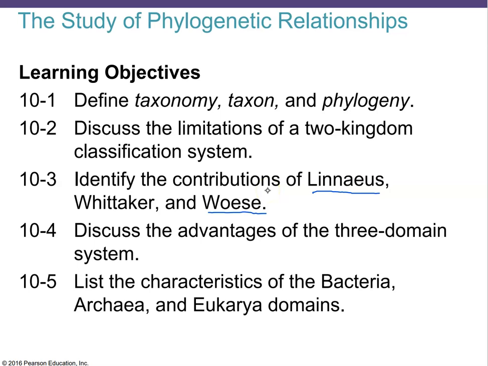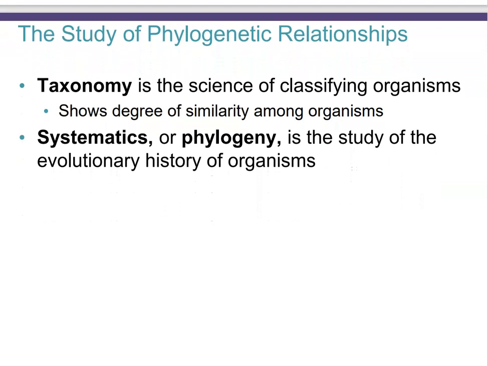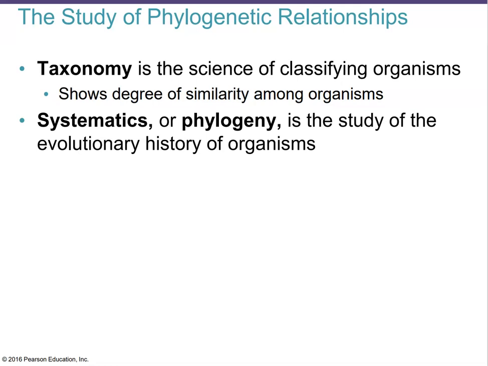And then we're going to take a look at the characteristics of the bacteria, so the eubacteria, that is, then the archaea and the eukarya domains. Okay, so let's start with some definitions. Taxonomy is the science of classifying organisms.